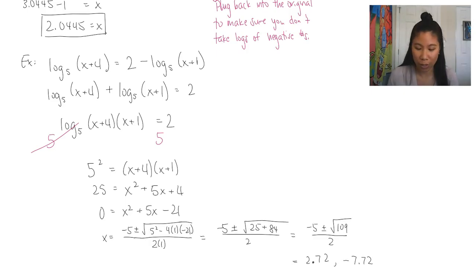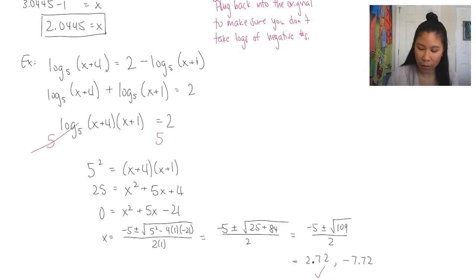Okay, so using the quadratic formula, I got it down to 2 decimals. After I found everything in radical form, I just plugged it into the calculator to find my 2 decimals. So I got 2.72 and negative 7.72. Because we started with logs in this equation, we want to make sure that we don't end up taking the log of a negative number. So if I were to plug in 2.72 into this first log part, log base 5 of x plus 4, I end up with a positive number when I do x plus 4. Same thing with the x plus 1. So the 2.72 should be fine.